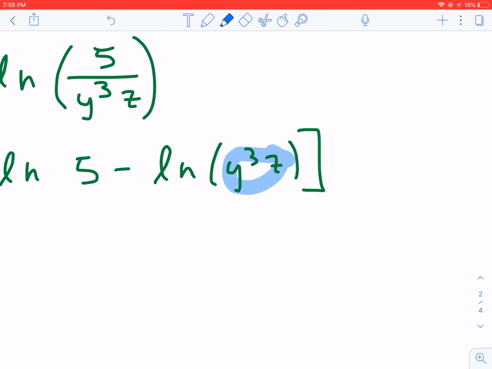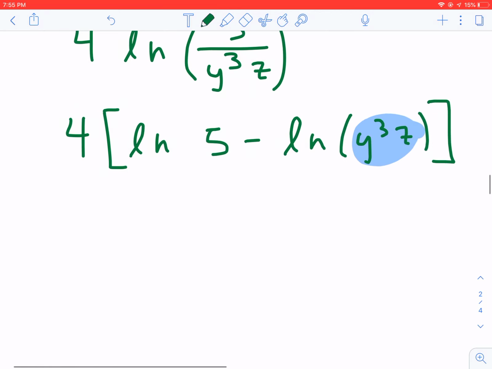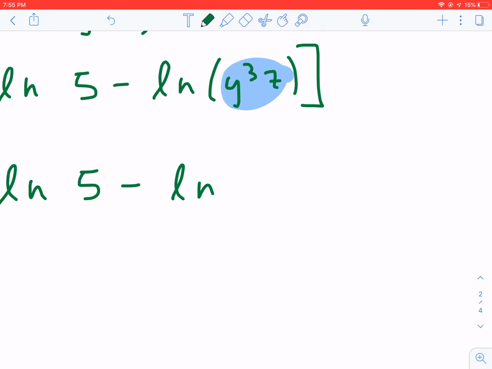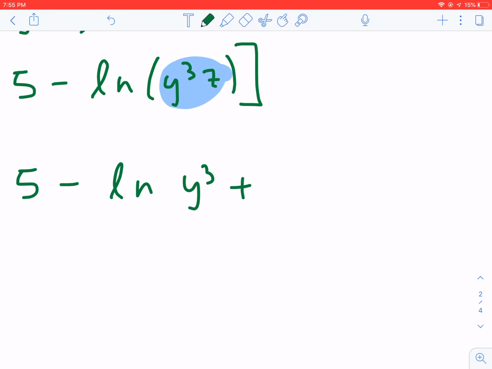In this argument over here, right, that's a product, so I can change that into addition. Make that 4 times the natural log of 5, minus the natural log of y cubed plus the natural log of z. So again, you have to be careful with parentheses. There's lots of nested parentheses. We are subtracting all of this, right? And all of that was equal to all of this. So the second thing I'm circling here also needs to be in parentheses, like so, right? Or you can just distribute the negative, doesn't matter.